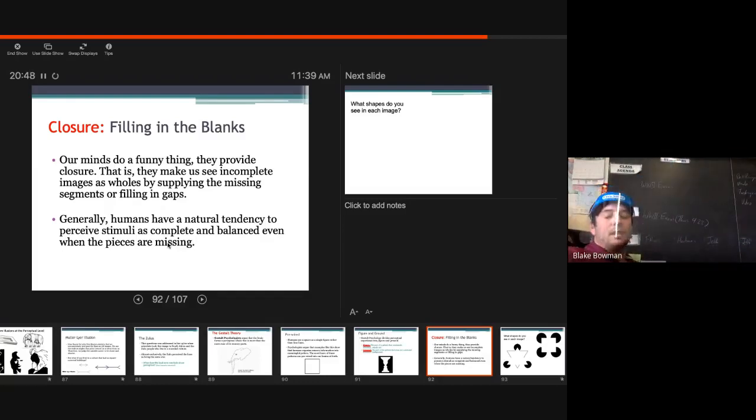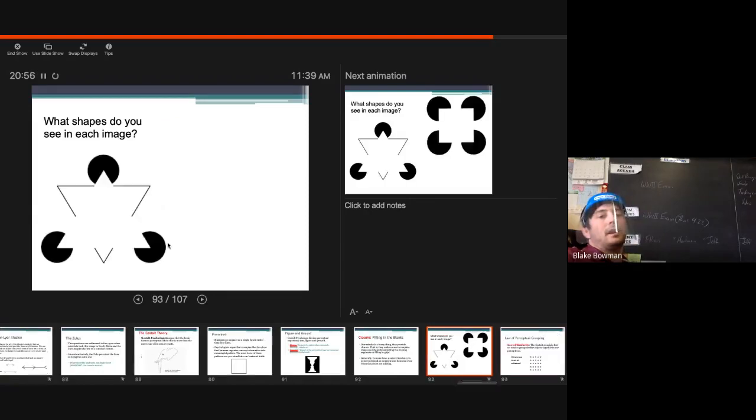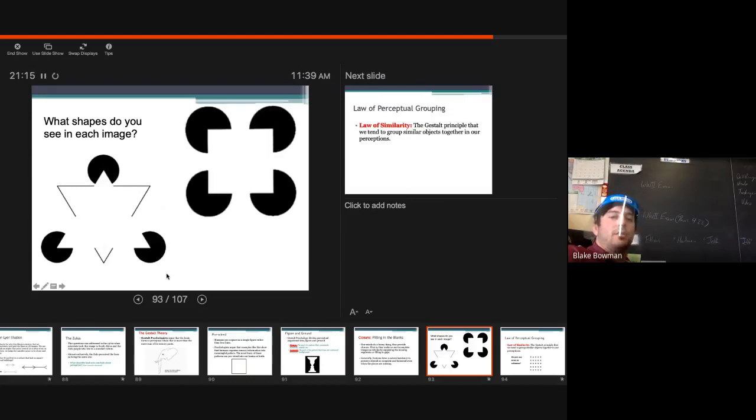And I'm sure you've seen these examples before with closure. Here's an example of closure, filling in the blanks. We know this is a triangle, and that's what closure is. Here's another triangle. Here are circles that are broken apart, but we know that it's supposed to be a triangle, even though there are no lines representing what that should be. Triangle, circles. All right, you guys understand that pretty well.